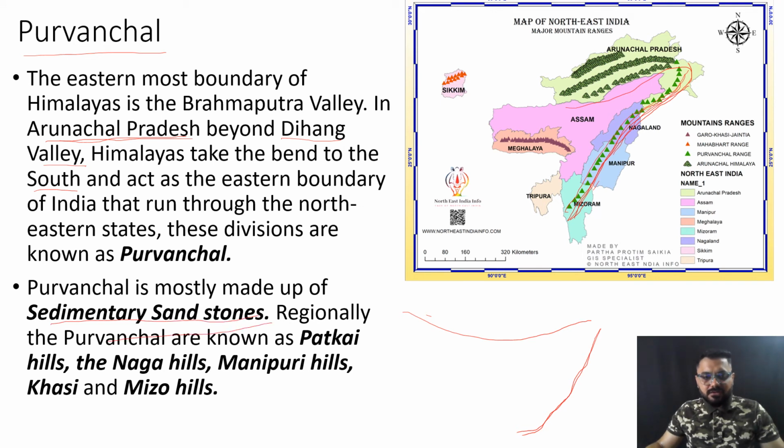Okay, so what are they composed of? They are generally composed of sedimentary sandstones. As I told you, these Purvanchal ranges are covering most of the states in the northeast. They are known by different names. Regionally the Purvanchal ranges are called Patkai Hills, the Naga Hills, Manipuri Hills, Khasi Hills, and Mizo Hills. So don't worry about these places, children. When we go for map pointing, I'm going to tell you about the locations. We will also try to find out the locations of these places in detail, children.